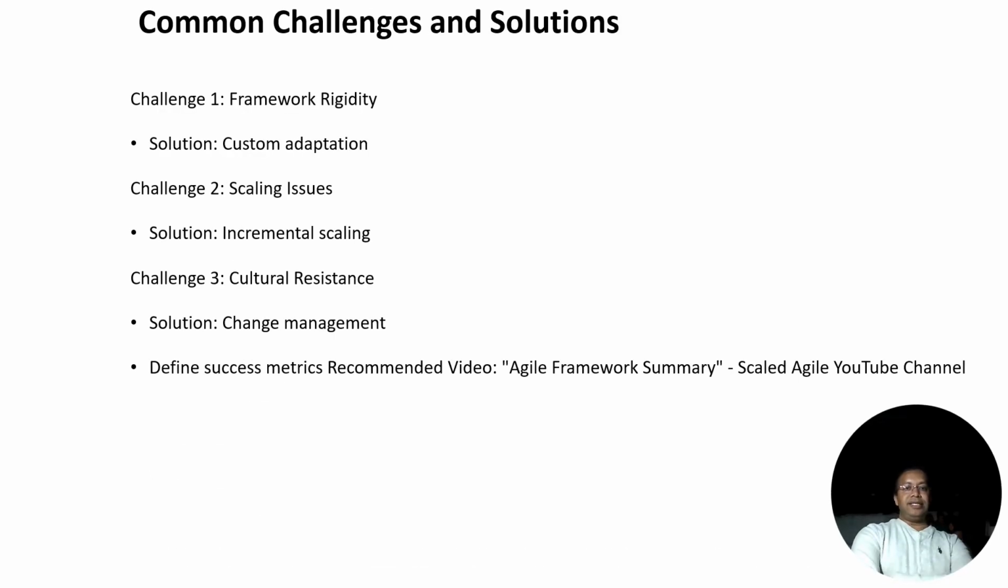What are the common challenges that one might face while implementing these agile tools or frameworks? The first one is framework rigidity. Obviously, when you're using a specific framework, the framework itself can sometimes be rigid, sometimes doesn't offer flexibility. A possible solution, as an agile leader, you have to think outside the box, is to look at what kind of adaptations you can make to a specific framework.